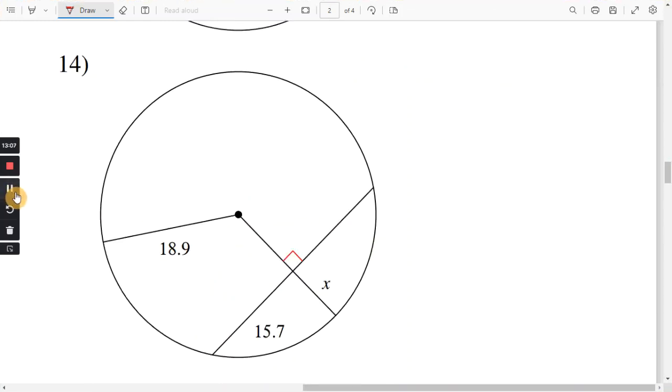Finally, number 14, this is the center. It makes a right angle. If this is 15.7, so is this, because the chord is bisected. Okay, so that's going to be 15.7. All right, let's see. If this is a radius here and it's 18.9, we can draw another radius right here. And that's also going to be 18.9.